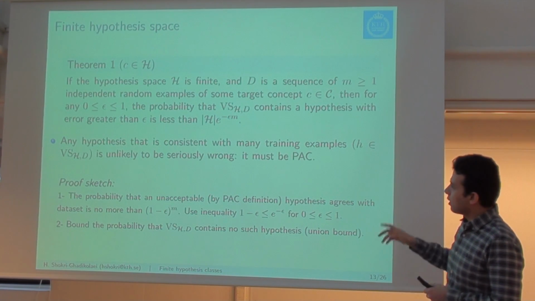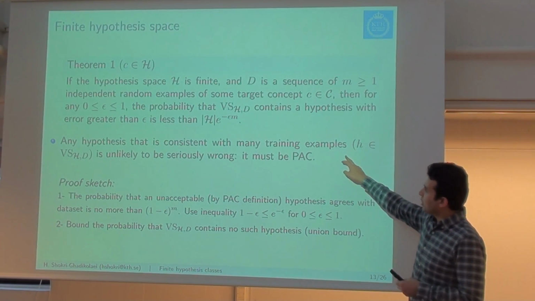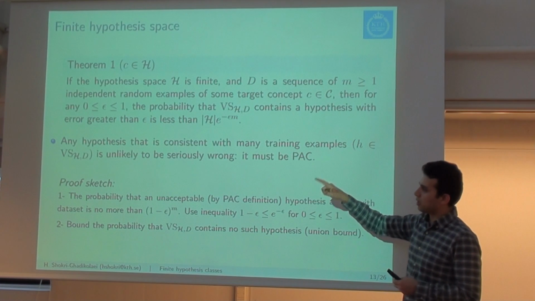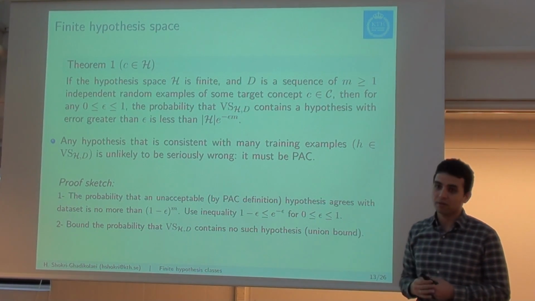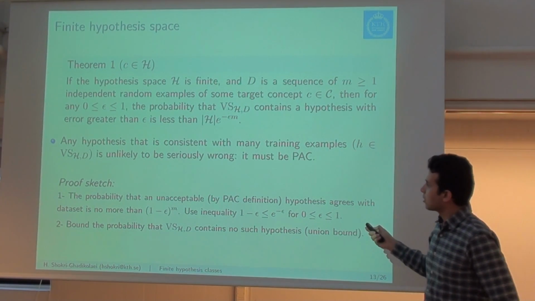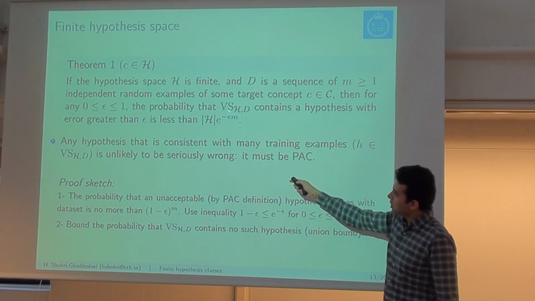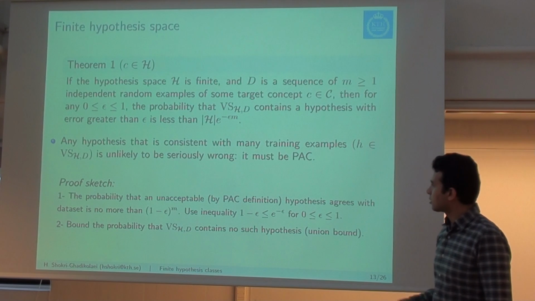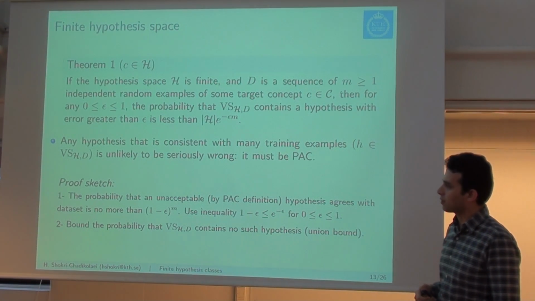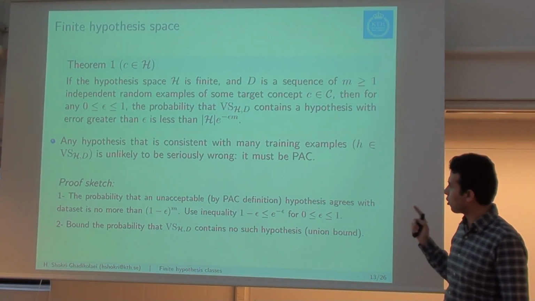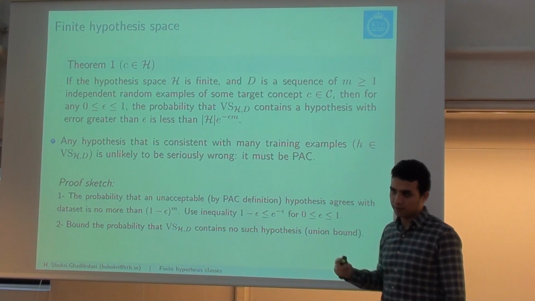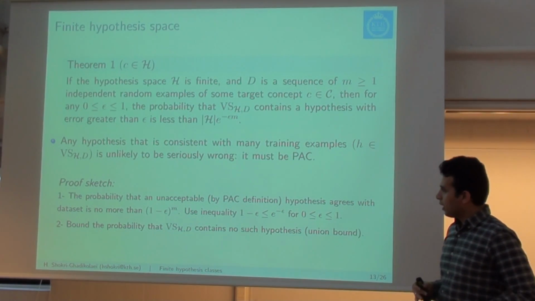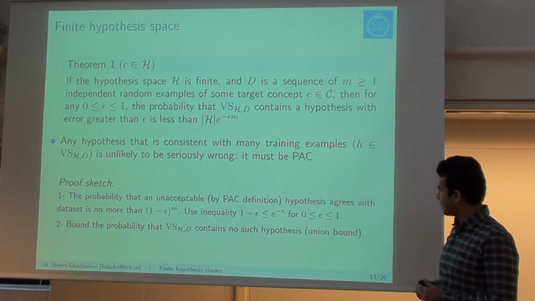So it says that a hypothesis that is consistent with many training examples is unlikely to be seriously wrong. So this is what it says. Unlikely means that the probability of being seriously wrong is less than that guy. So then we will say that this is PAC, probably approximately correct. Okay, and the proof is very simple.